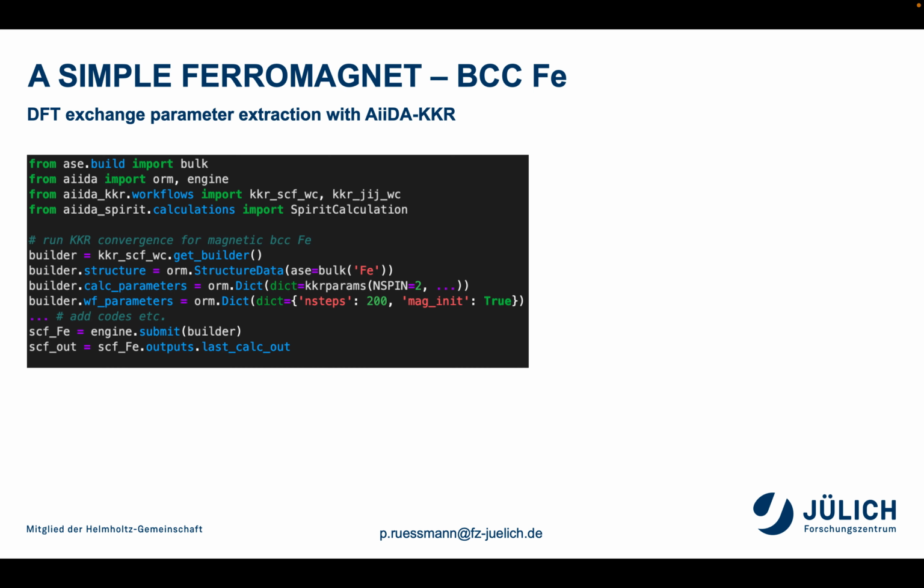So let us take a look at a simple example for this. A simple example would be the ferromagnet of BCC iron, and we start with our quantum mechanical DFT calculation, where we use the AiiDA-KKR plugin. In the AiiDA-KKR plugin, we have defined several workflows, and we start with a self-consistency workflow where we just put in the iron structure and we tell the simulation software that we now want a magnetic calculation for this iron material.